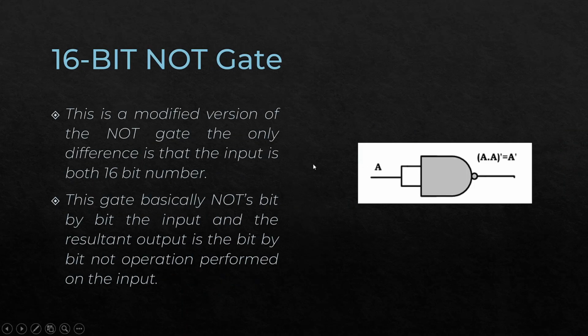This is a 16-bit NOT gate. This is a modified version of the NOT gate. The only difference is that the input is a 16-bit number. This basically NOTs the input bit by bit, and the resultant output is a bit by bit NOT operation performed on the input. So basically what that means is we have a 16-bit number as an input and a 16-bit number as output.